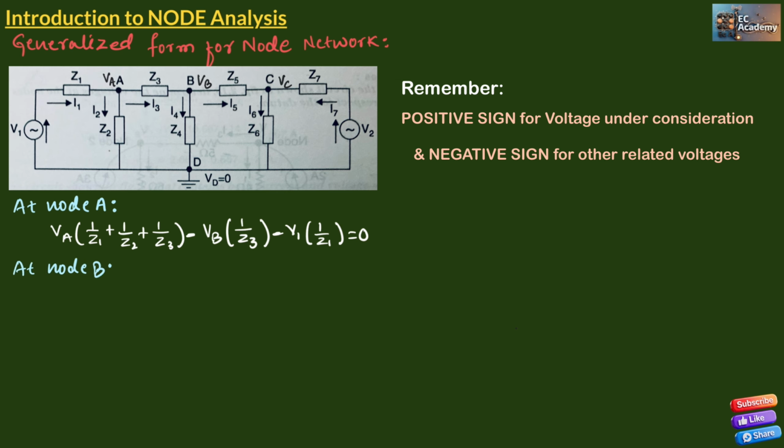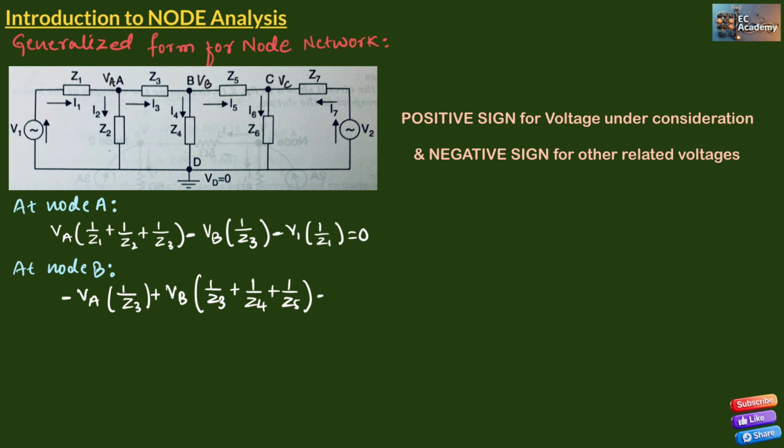At node B, with respect to B, we can write VA into 1 by Z3, VB into (1 by Z3 plus 1 by Z4 plus 1 by Z5), and VC into 1 by Z5. So if you take the summation of all these terms, we write minus VA into 1 by Z3 plus VB into (1 by Z3 plus 1 by Z4 plus 1 by Z5) minus VC into 1 by Z5 will be equal to 0.